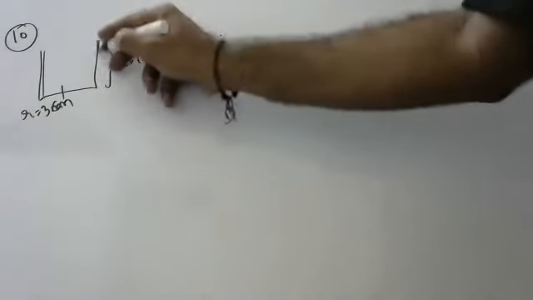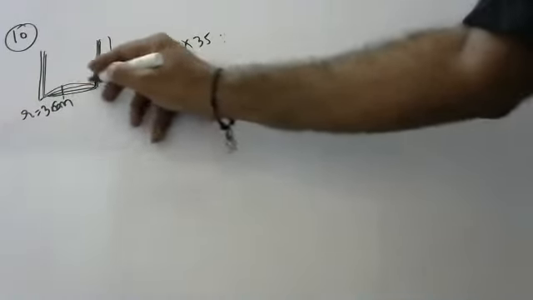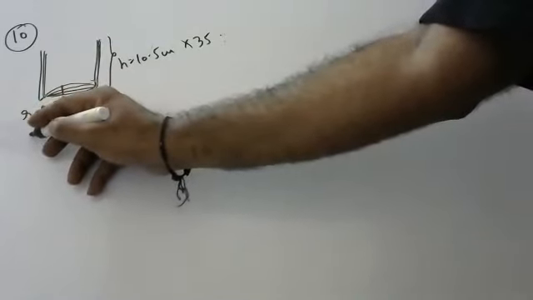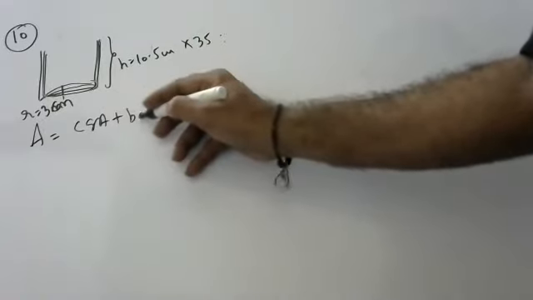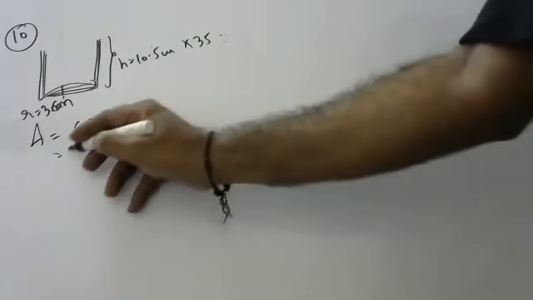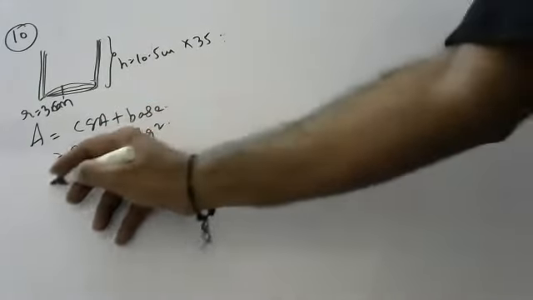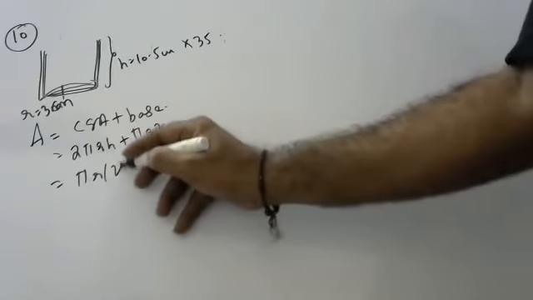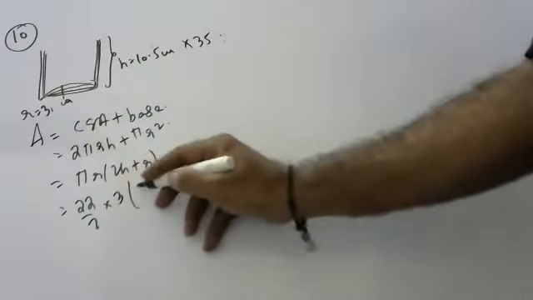So CSA plus base, sir. Rama, tell. The area is CSA plus base. CSA is how much? 2 pi r h plus pi r square. Pi r you take common: pi r into 2h plus r. Tell me substitution. 22 by 7 into 3 into 2 into 10.5 plus 3.